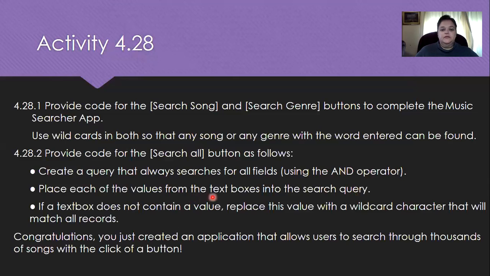Place each of the values from the text boxes into the search query. If the text box does not contain a value, remember null, replace this value with a wildcard character that will match all records. So remember, if it's a single character, underscore. If it's 0 to many, I'm going to use the percentage sign. So once you've done that, congratulations, you have just created an application that allows users to search through thousands of songs with the click of a button.